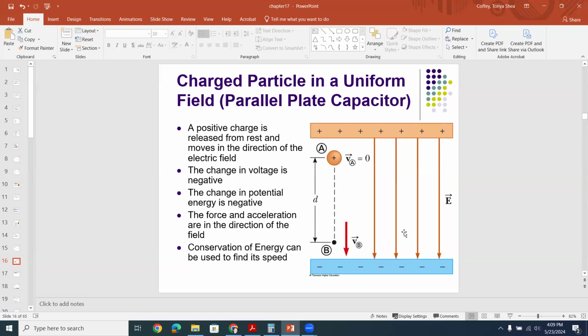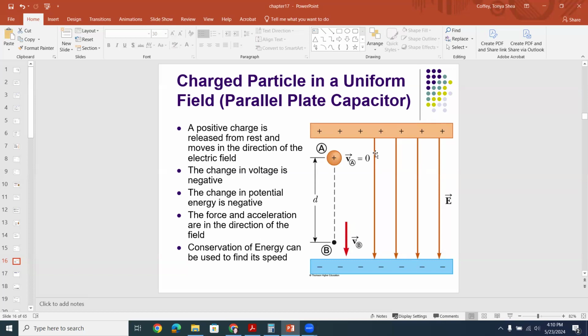Let's say we did that and we had a positive charge released from rest. What would happen, as we talked about last time, is that charge would feel an acceleration in the direction of the electric field. So it would feel an acceleration in this graphic downwards. It starts off at rest and then is accelerated downwards towards the lower plate. We could figure out the motion of the charge using F equals ma equals QE, but we could also use conservation of energy to find its speed.